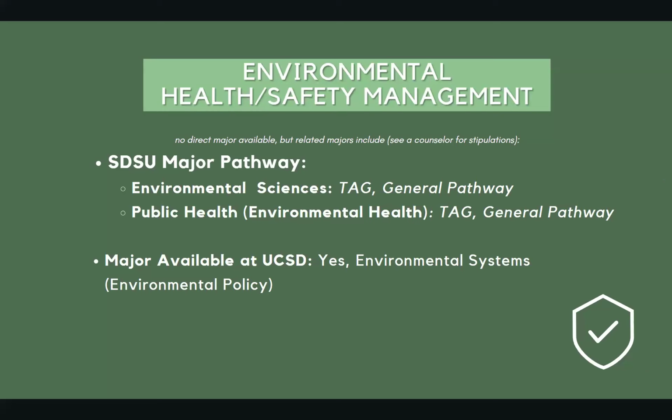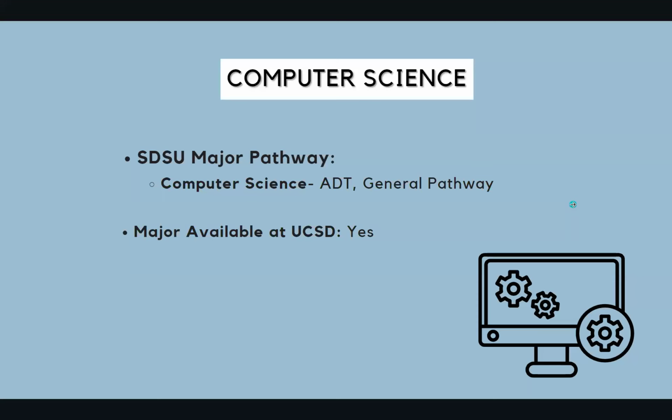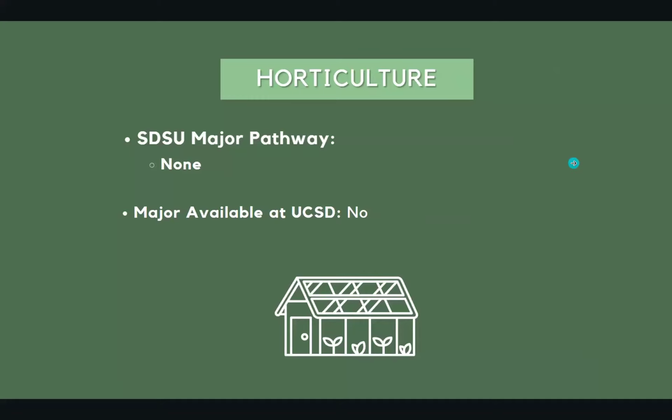Environmental health and safety management, SDSU offers two majors: environmental sciences, which offers both a TAG and general pathway, and public health, which also is offered through a TAG and general pathway. UCSD offers this major under the name environmental systems. Computer science is offered at both campuses. At SDSU, it's offered through the ADT and general pathway. Horticulture is not available at either campus.